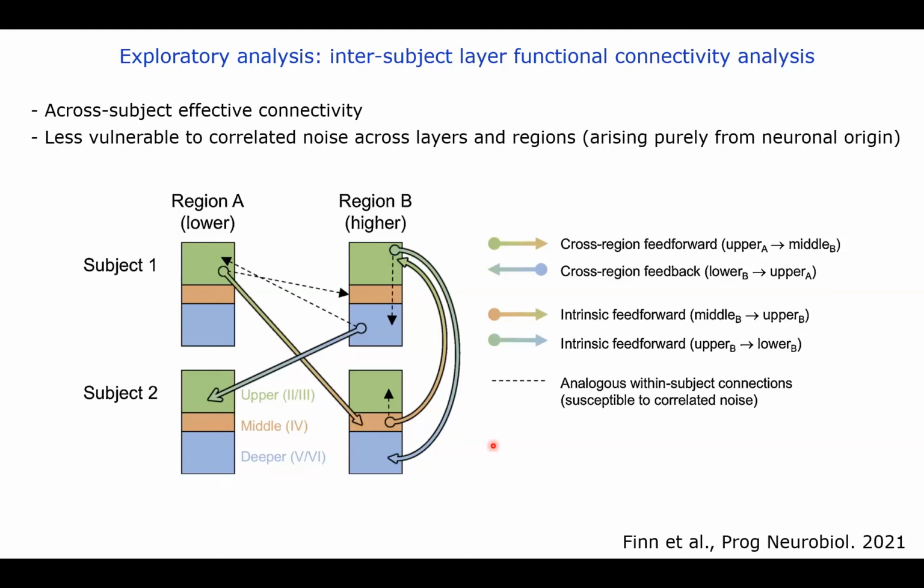If we do this kind of interceptor comparison or analysis, it not only gives you a way to infer this across-subject effective connectivity, but also makes it less vulnerable to correlative noise across layers and regions within the same subjects. For instance, like the physio noise we talked about yesterday. So you will circumvent these kinds of caveats just by correlating signal from one subject to the other.